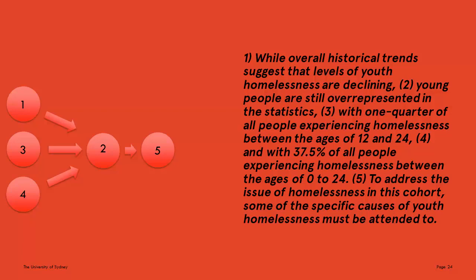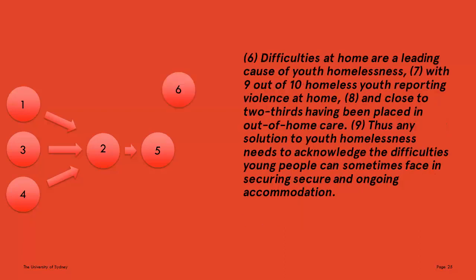Another argument structure then forms with a claim at statement 6, with reasons given in statements 7 and 8. Finally, statements 5 and 6 become reasons for statement 9, that secure housing is a solution to homelessness for young people.